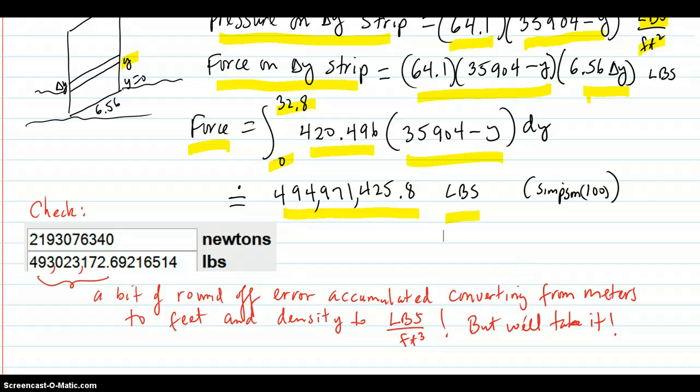And I did a quick check. The original Newton's answer was this, and the pounds conversion of that is this. This is 494, this is 493. I think we just got a little error in the different processes that we did there. Normally when you do a problem, you don't convert it from SI international units over to the British system. You just do the whole problem in one system or the other. So bottom line, close enough, we'll take it.